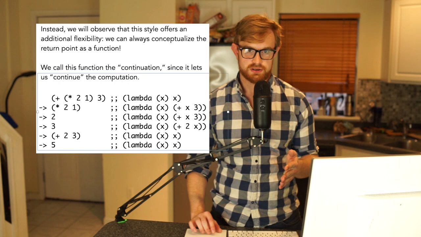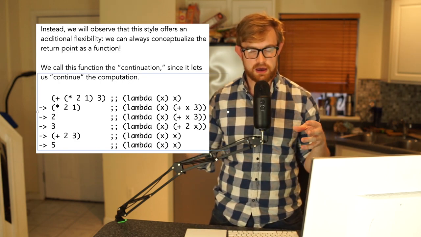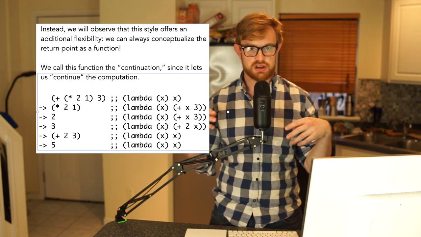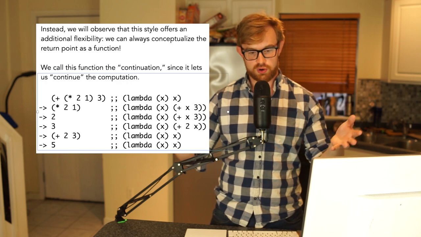All right, now one thing that I'd really like to press you to do is to think about, as you walk through the computation, what the control return point would look like if you were to think about the rest of the computation, which I'm going to call the continuation, as a function. All right, so what do I mean by that?